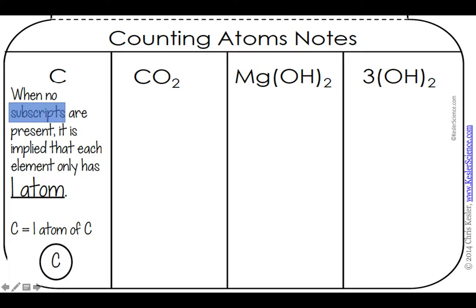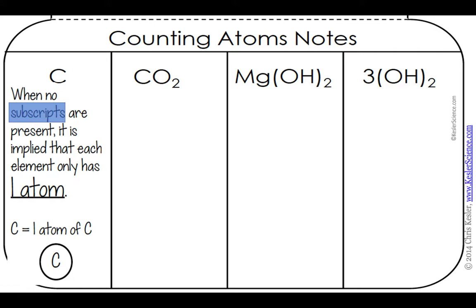This is the second page of your little Counting Atoms notes flip book, and so you're going to write down what I have here. This is going to be good for you to refer to when we're balancing equations, when we're counting atoms and things like that. So first things first, we're going to look in our first column here, and all it has at the top is a capital C for carbon.